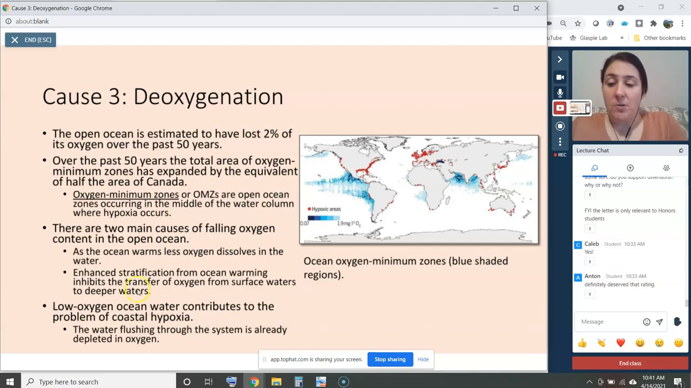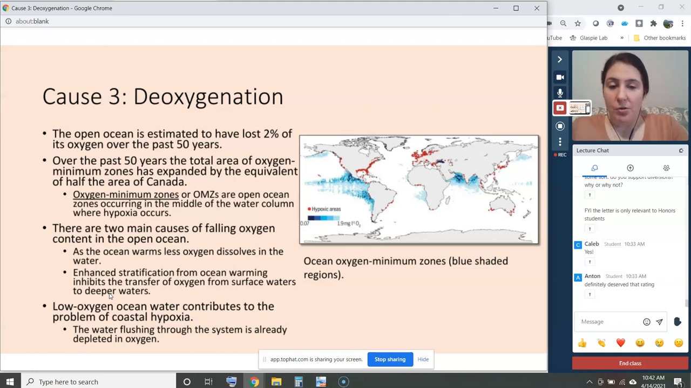But most of it is because of enhanced stratification from ocean warming. So as the surface waters warm, they become less dense, and that enhances any sort of pycnocline that's there. It'll strengthen it, and it'll decrease the amount of oxygen that's mixed to deeper levels. So typically just below that pycnocline is where you end up getting an oxygen minimum zone.